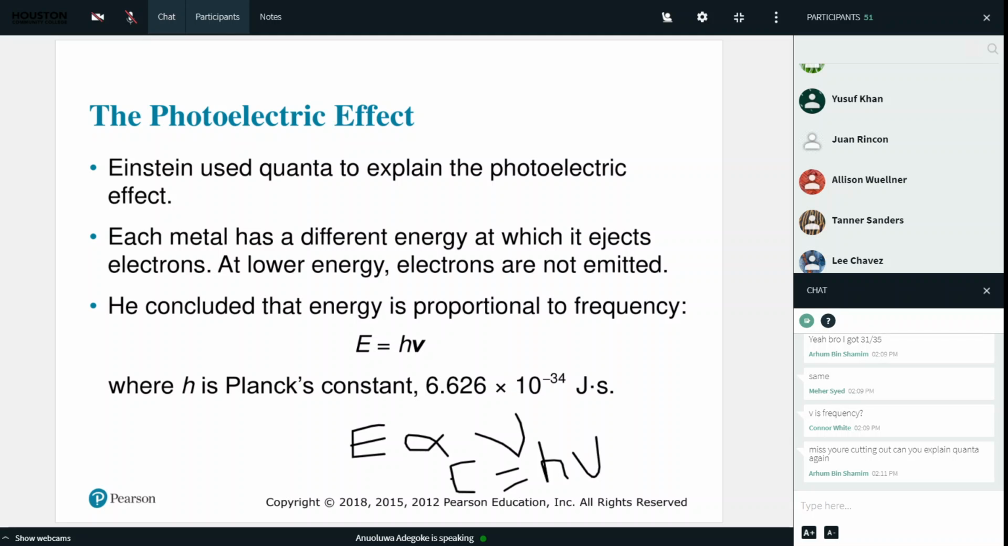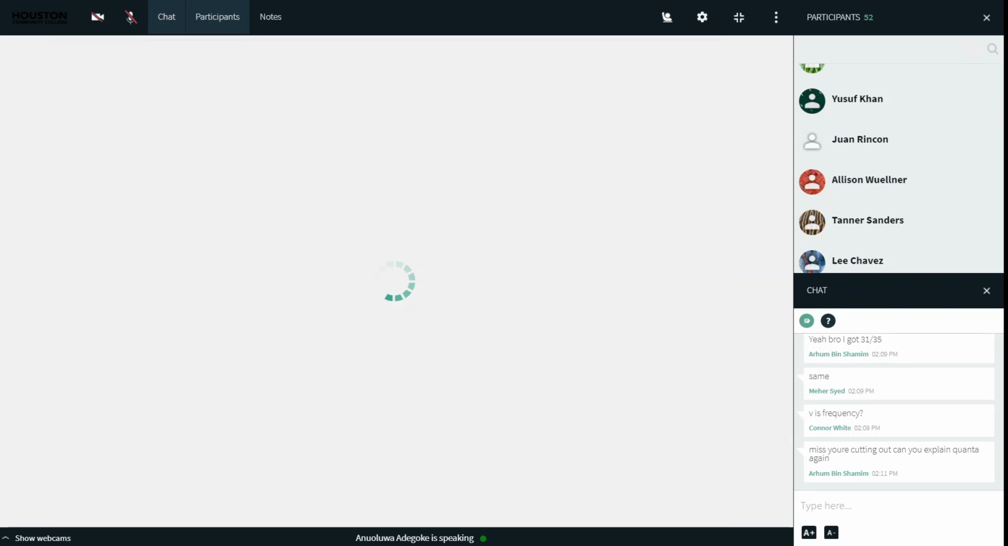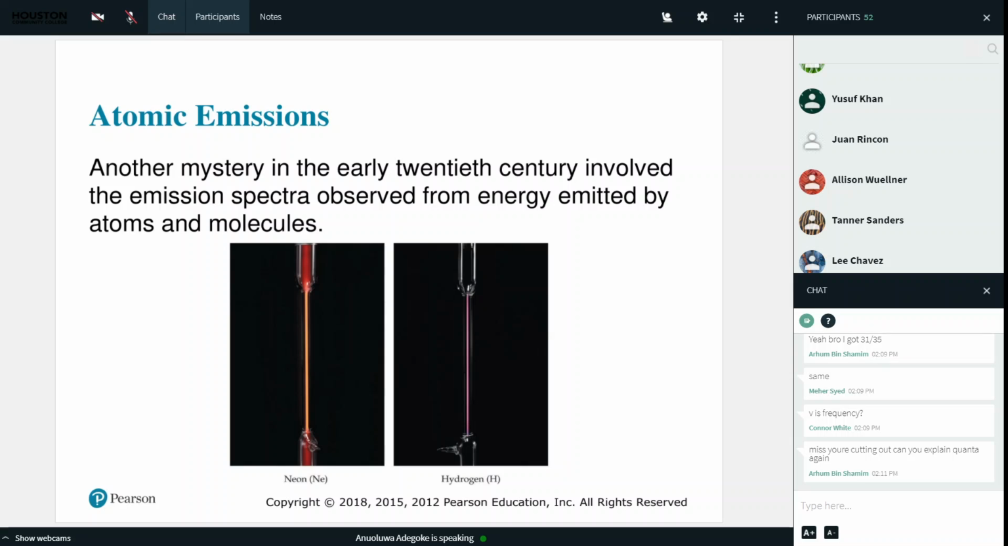Okay, so energy is directly proportional to frequency. When you remove that proportional sign, you bring in h. Quanta just means a packet of energy, a discrete amount of energy. That is what quanta means: a specific energy. In simple terms, a specific amount of energy.